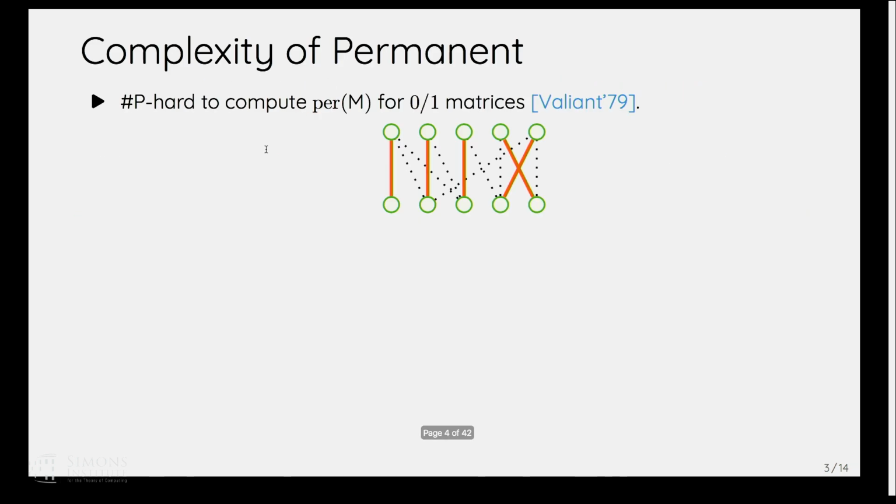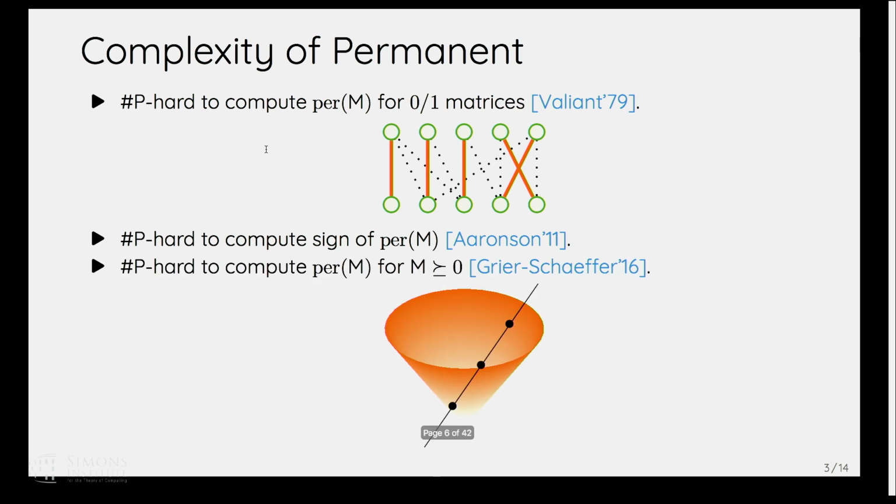Despite this superficial similarity, the permanent is very hard to compute. It was shown by Valiant that it's #P-hard to compute the permanent even for 0,1 matrices. They correspond to the number of matchings in a bipartite graph. It was shown by Scott Aaronson that it's even hard to compute the sign of the permanent when you're dealing with general matrices that can have positive or negative entries. And then it was also shown by a simple argument by Grier and Schaeffer that it's #P-hard to compute the permanent for positive semidefinite matrices, which is the subject of this talk.